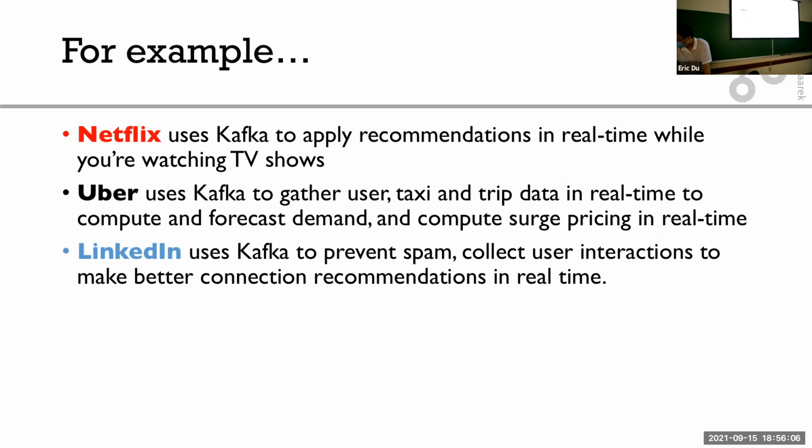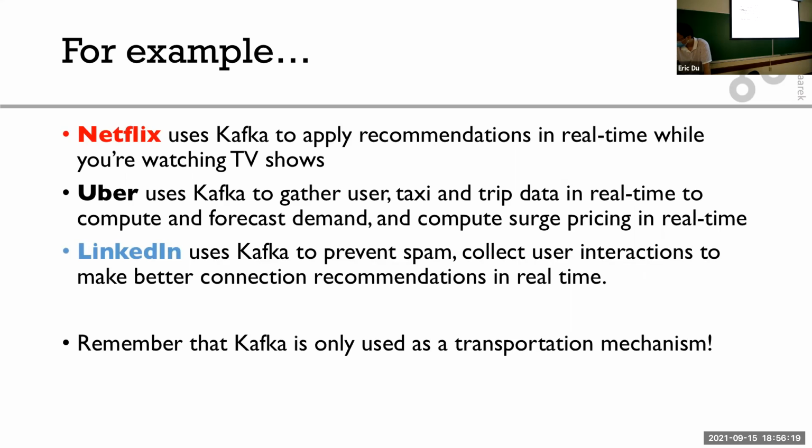Basically, as you can see, all these companies are using Kafka so that they can make real-time recommendations, real-time decisions, and give real-time insights to their users. And this is why it's so good. Now remember that in this, Kafka is only used as a transformation mechanism. People still need to write their applications or web applications to make things work, but Kafka is really good at making your data move really fast at scale in your company.